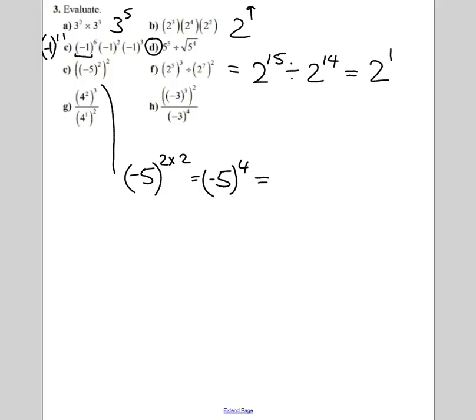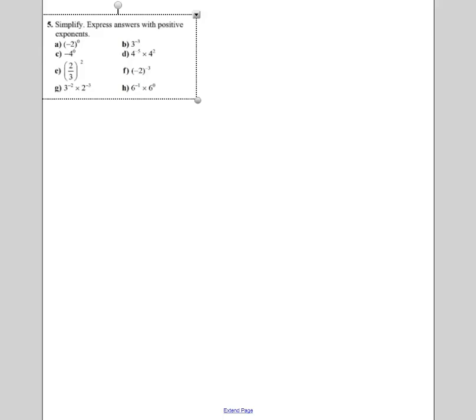In looking at the rest of the examples here, I'll leave those for you to practice. And let's just finish up with one more here. The zero exponent law.